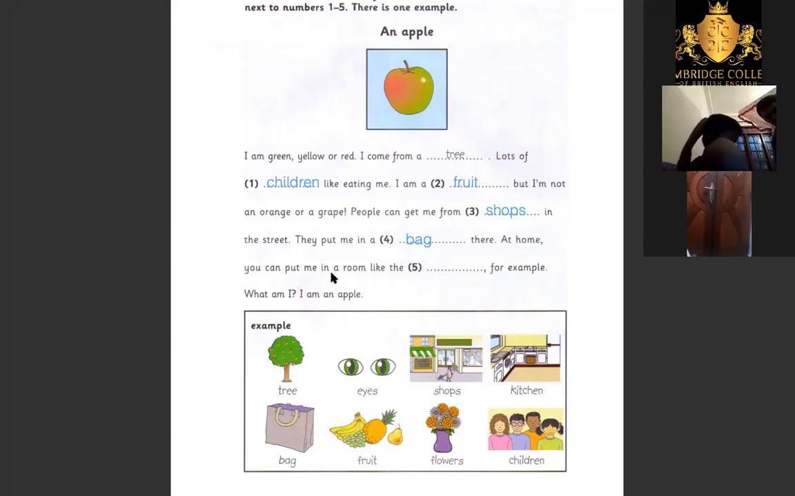At home, you can put me in a room like the... What room is it? The kitchen. Yes, it's the kitchen. So write the word kitchen. Number five. Write the word kitchen.